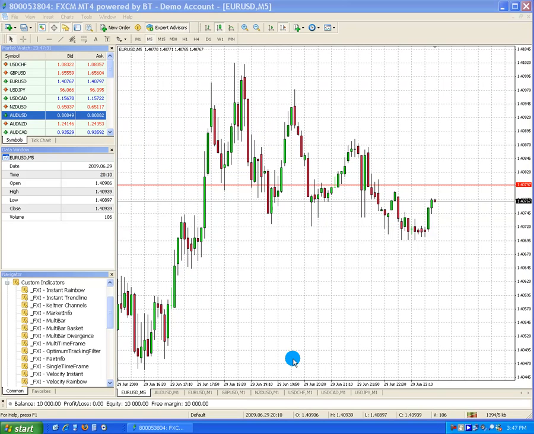Hi, and welcome to FX Internals single time frame indicator demonstration. Today we'll be showing you what the FXI single time frame indicator looks like and walking through all of the settings that we have on the indicator.